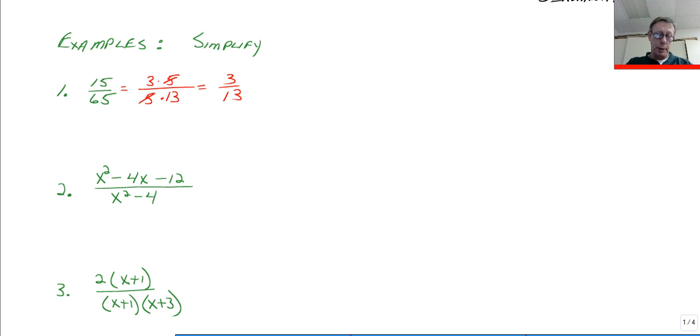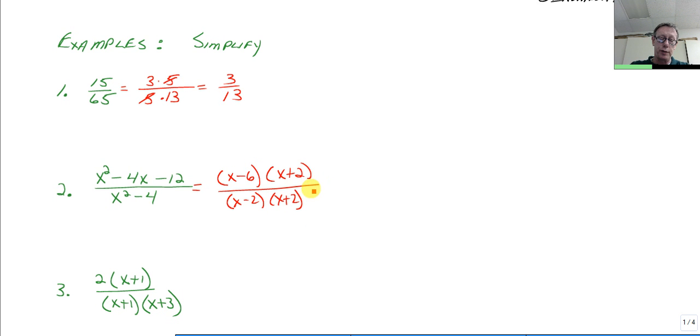Now we have a little more complicated problem, and we need to factor this. For the numerator, we're looking for two numbers that add to a negative 4 and multiply to a negative 12. So we could use x minus 6 and x plus 2. That would be the factors for the numerator. And the denominator is a difference of squares, so we would have x minus 2, x plus 2.